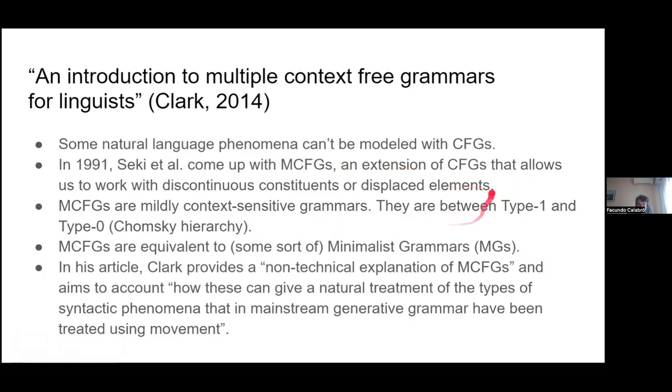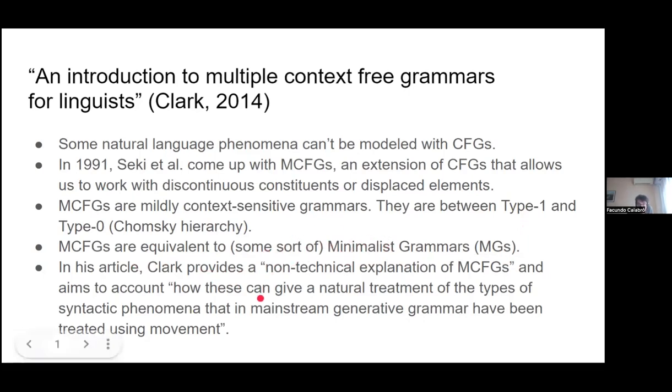And MCFGs are mildly context-sensitive grammars, which means that they are between type 1 and type 0 in the Chomsky hierarchy. Type 0 or 2? Type 2, between context-free and context-sensitive. Right, yeah, sorry, one and two. And MCFGs are equivalent to some versions of minimalist grammars.